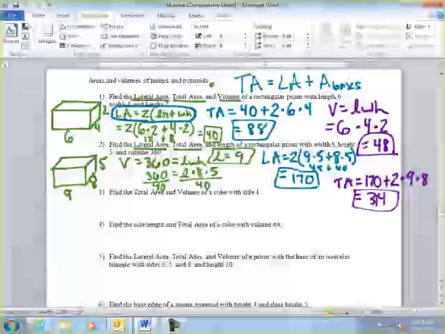For today's problems, when we think about our total area, we're always going to do lateral plus 2 times whatever the area of the base would be, because in our problems today, all of our figures are going to have a top and a bottom that's exactly the same.